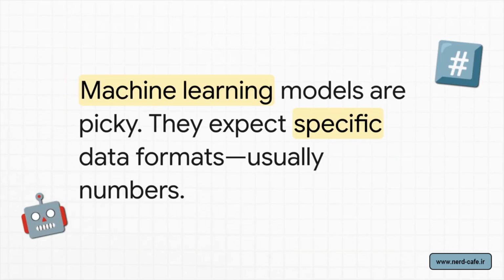And this is the part that matters most for us. Machine learning models. They are just giant, fancy math equations at their core, which means they're super picky. They don't understand words like cat or dog. They need numbers that represent cat or dog. If you don't feed them data in the exact numerical format they're expecting, they just give up.